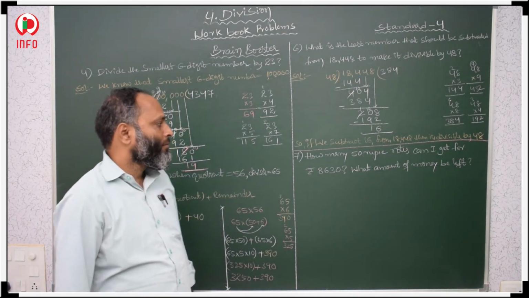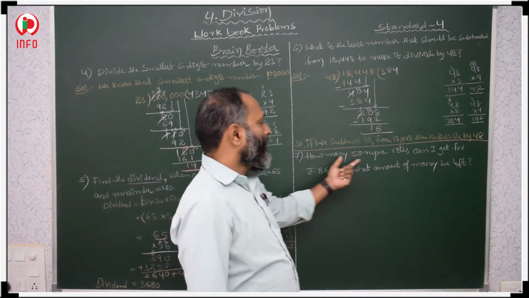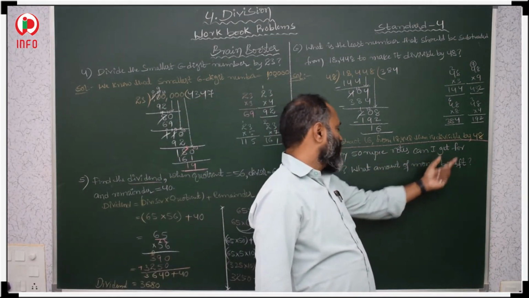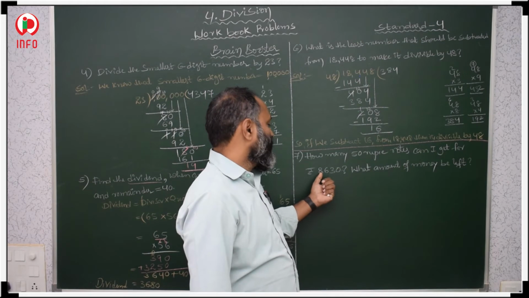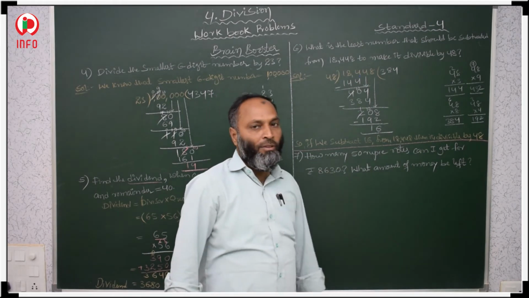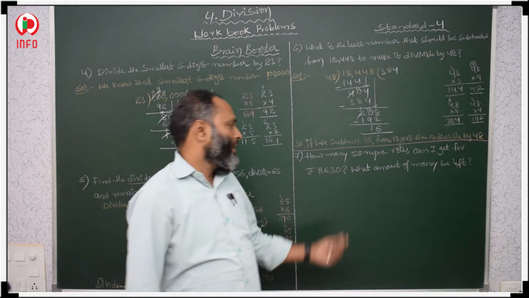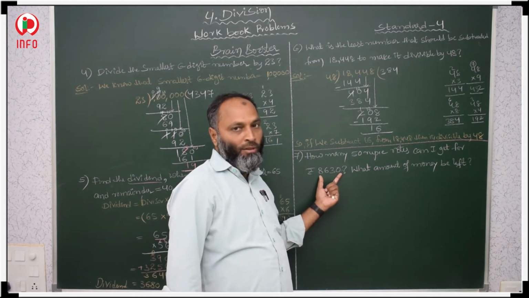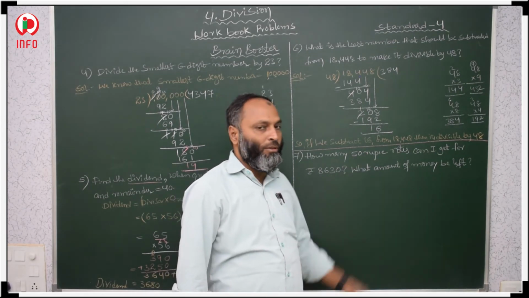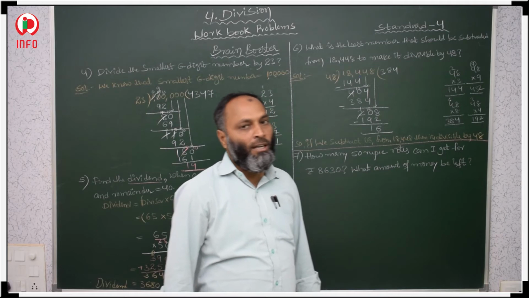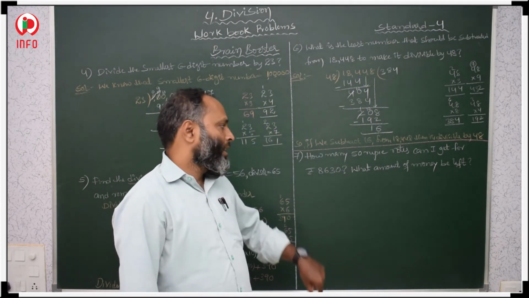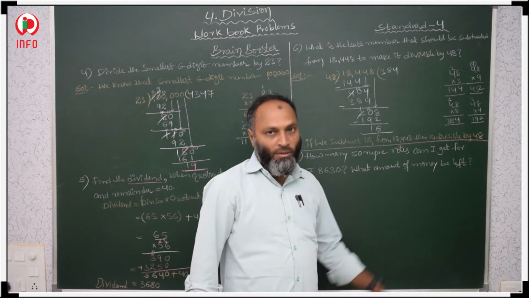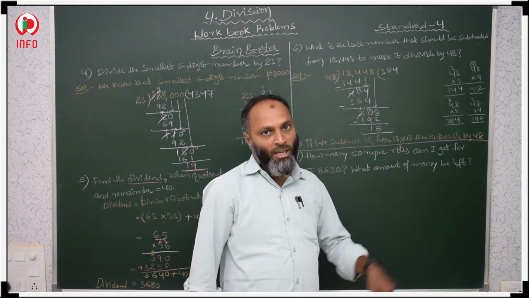Now, the same kind of question. How many 50 rupee notes can I get from rupees 8,630? You have to divide the given total rupees by the 50 rupee notes. Then you will get how many 50 rupee notes there are. Then after that, how much money is left? Whatever is the remainder, that is your money left.